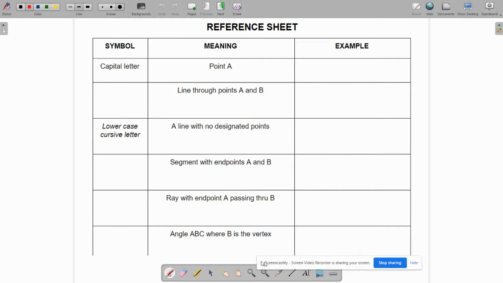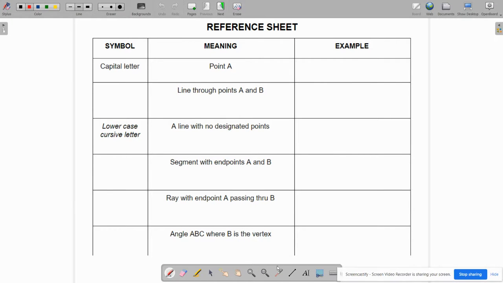Let's talk about some of the different symbols that you're going to be utilizing when you're in geometry class. If we're talking about a point, you're always going to use a capital letter to label it. For example, if this is your point, you could call it point A. If you're talking about a line through points A and B, a line continues forever in both directions, so it needs to have arrows. When it's through points A and B, you put those letters underneath that symbol.